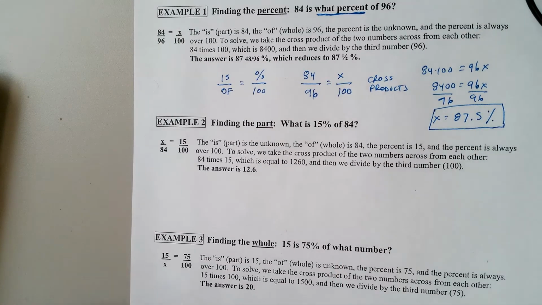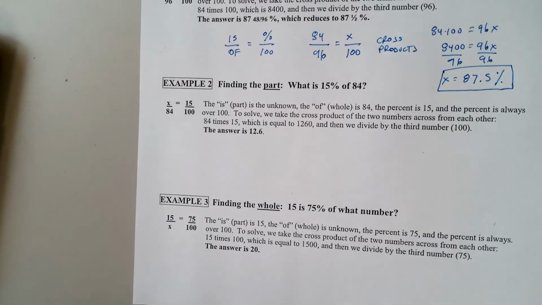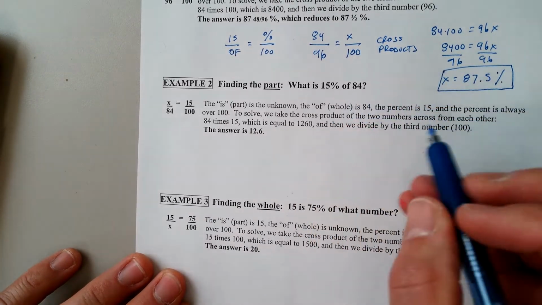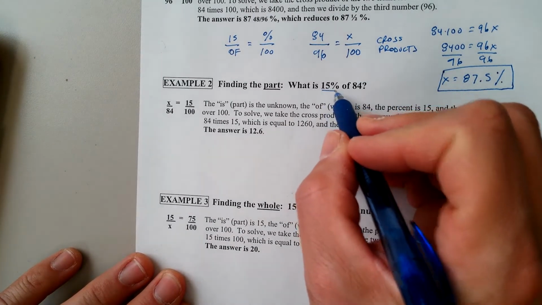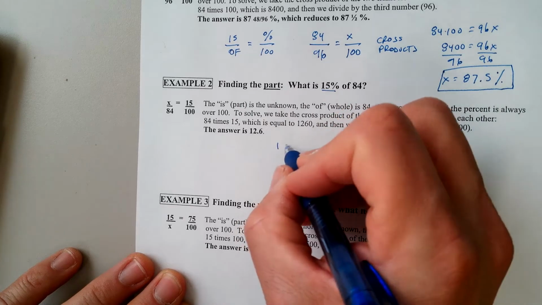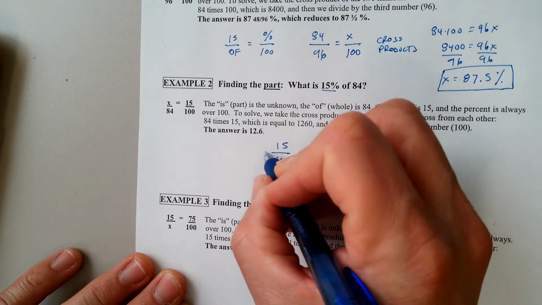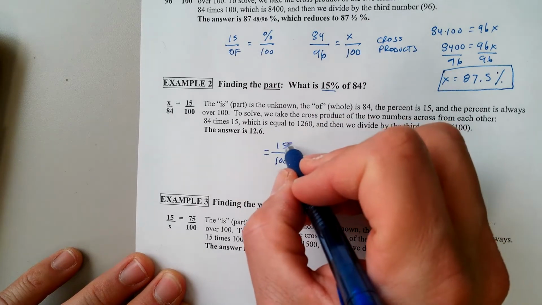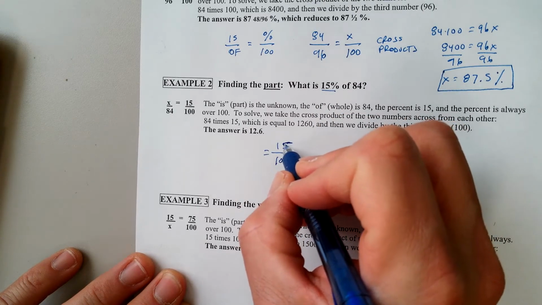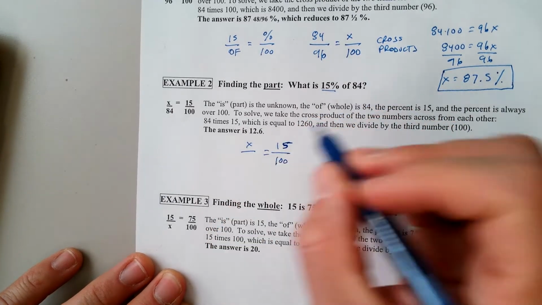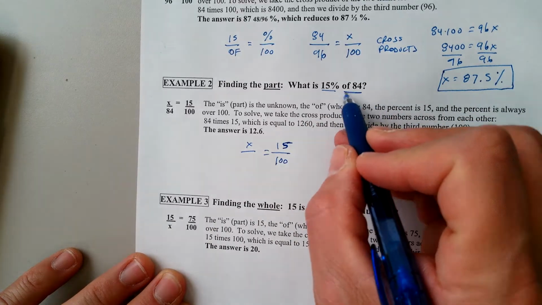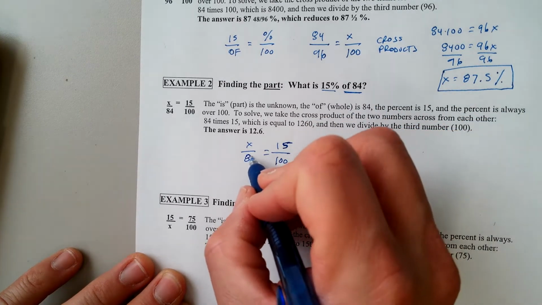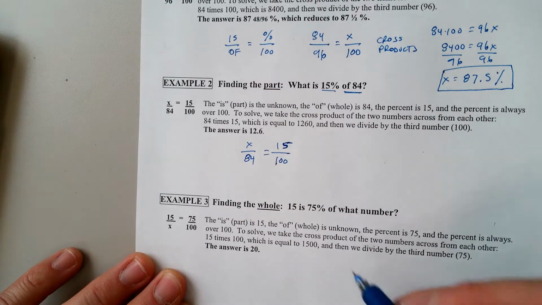Let's look at another example. Finding the part, what is 15% of 84? So we've got the percentage, 15. So that's out of 100. What is 15%? That looks like the word is right there. So I'm looking for the is because I've got the of 84. So that 84 is going to go in the denominator.